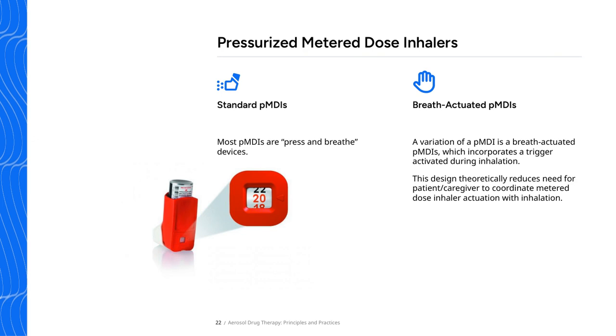The benefit here is that it theoretically reduces the need for the patient or caregiver to coordinate the actuation of the inhaler with their inhalation. So, it simplifies the process and can improve the accuracy of medication delivery. Most PMDIs we see are what we call press and breathe devices, meaning the patient presses the canister and then inhales the medication. Standard PMDIs require this coordination, which can sometimes be challenging, especially for certain patient populations. Understanding these variations helps us choose the right device for our patients, ensuring they get the most effective treatment.